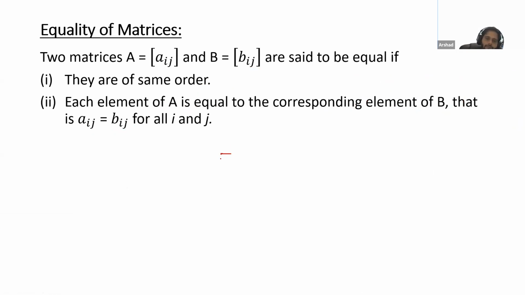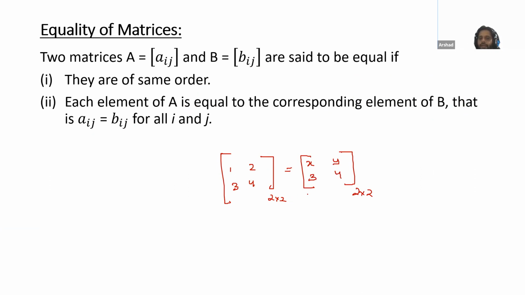Suppose we have one matrix here, 1, 2, 3, 4. This is equal to another matrix if they have the same order. So this is 2 by 2. This matrix is also 2 by 2. Now here we have x, suppose y, 3 and 4. So two matrices are equal if they have the same order and their corresponding elements are equal.